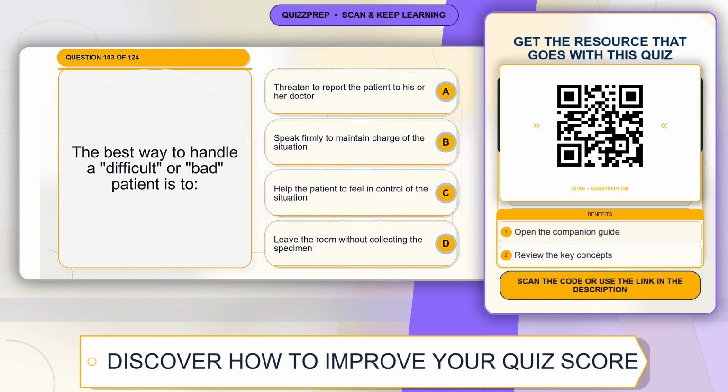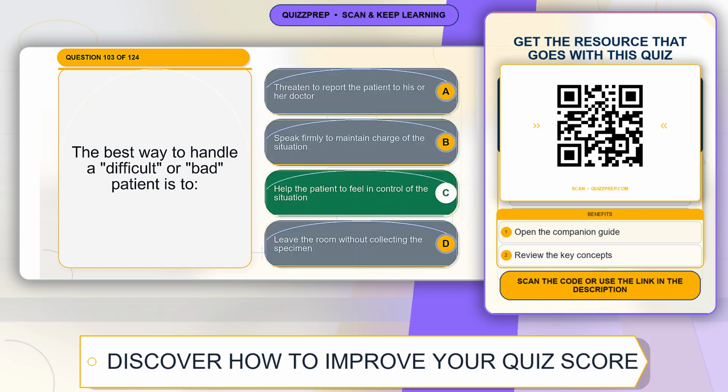Question 103. The best way to handle a difficult or bad patient is to: Option A, threaten to report the patient to his or her doctor. Option B, speak firmly to maintain charge of the situation. Option C, help the patient to feel in control of the situation. Option D, leave the room without collecting the specimen.